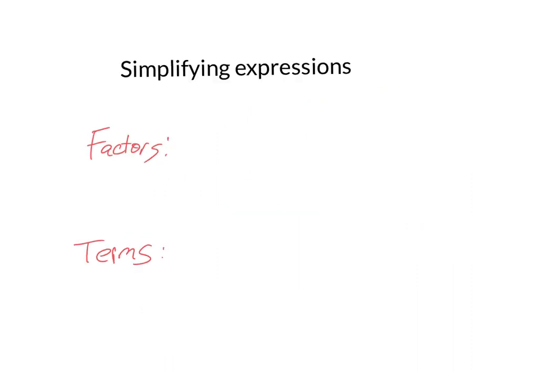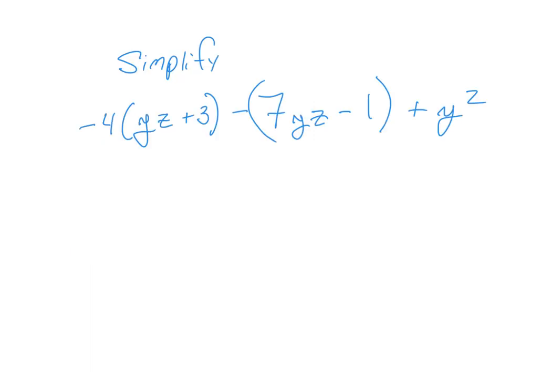Factors and terms, when we're talking about algebraic expressions. Factors are things that are being multiplied and divided. Terms are being added and subtracted. Looking here, these are being multiplied, so they're factors. This is being added, it's a term.